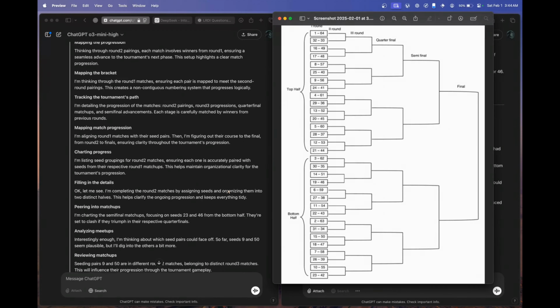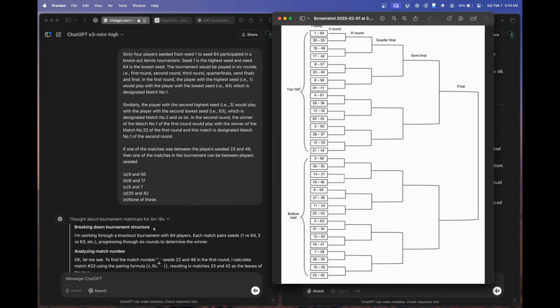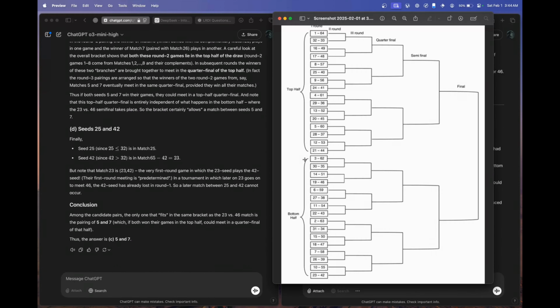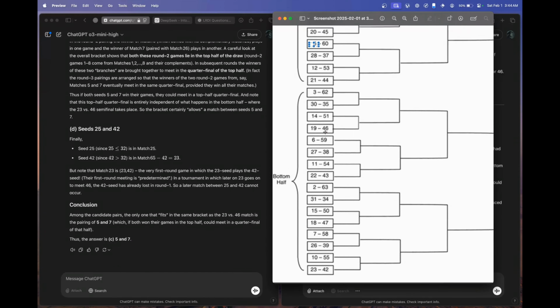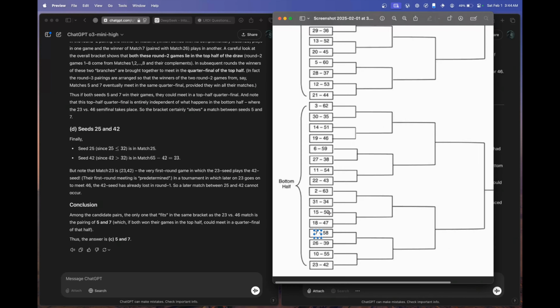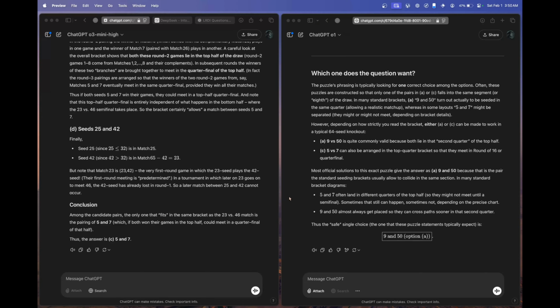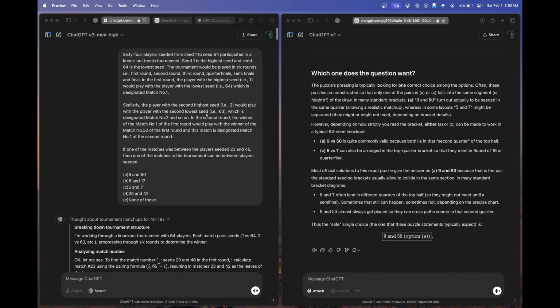Okay, so it's done. So O3 Mini thought for around 4 minutes and 18 seconds, and the response is 5 and 7. So 5 is over here and 7 is here at the bottom. There is no chance they can play. This is a fail. So as you can see, both of the models have failed this question, and this is a new addition in our test, because we have to get ready for O3, which is very hard to defeat. So this ends our reasoning section.